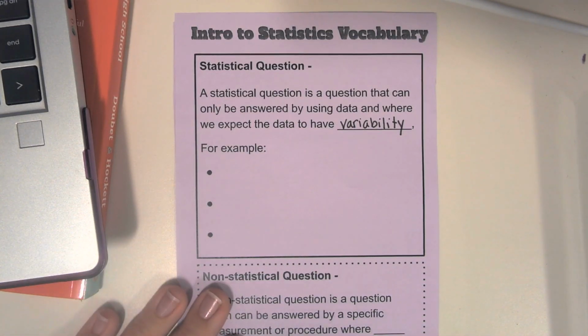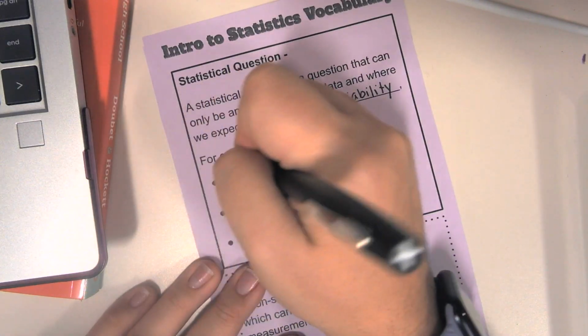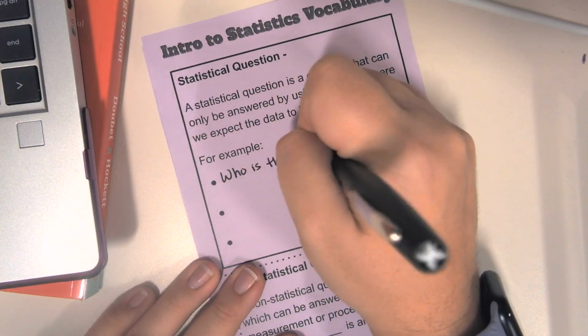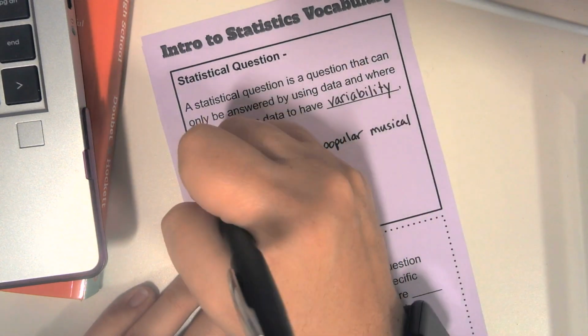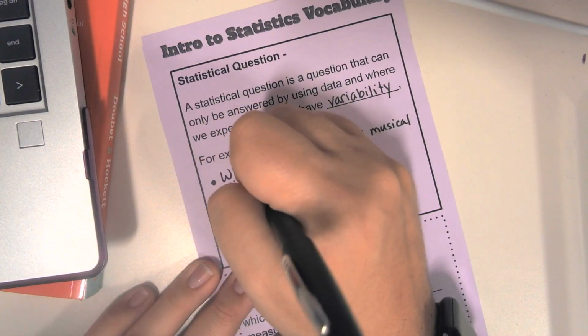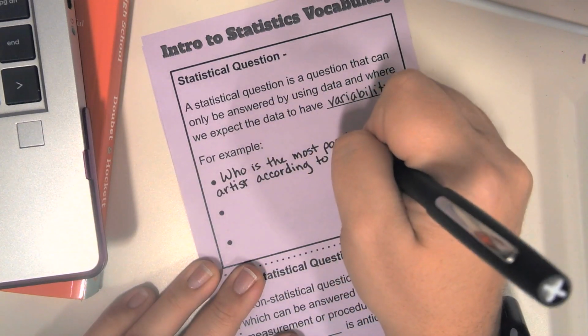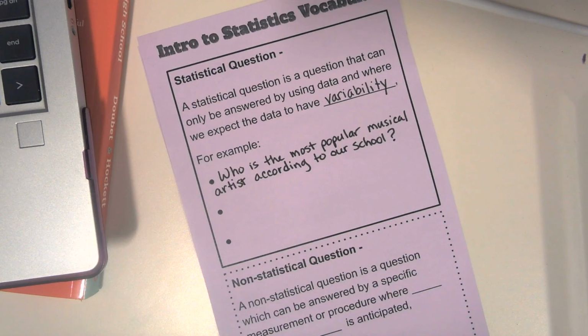Some examples of questions like that might be, who is the most popular musical artist according to our school? Question mark. We wouldn't know the answer to that. We would know what we think most of our friends like or what we like, but we wouldn't really know what our whole school feels is the most popular musical artist unless we went around and did a survey. So that's what makes this a statistical question.